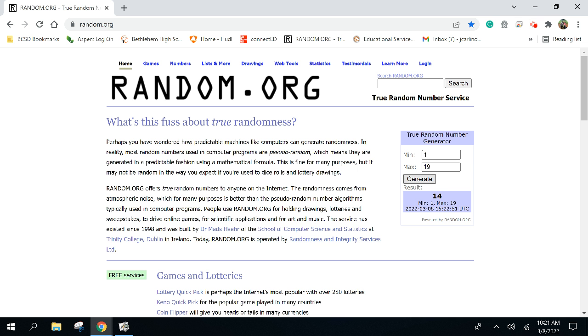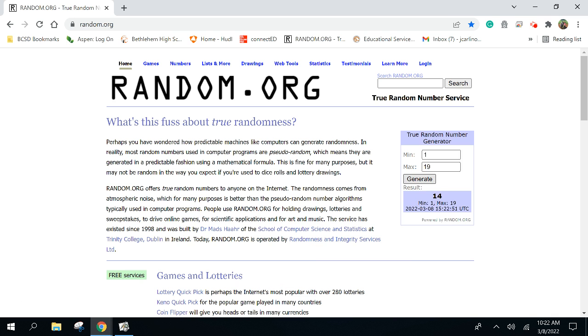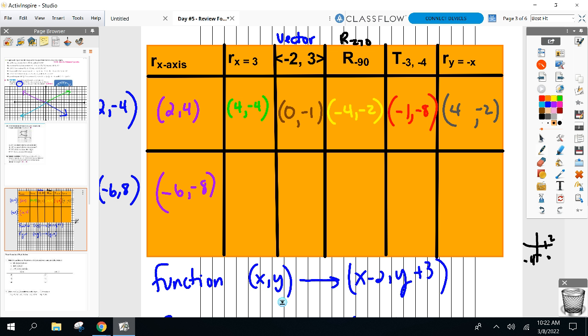Oh, 14. Have one? Reflection on the x-axis. Yeah. -6, all good. -6, -8. Good work. Reflection in that vertical line, x equals 3. That vertical line, 2.